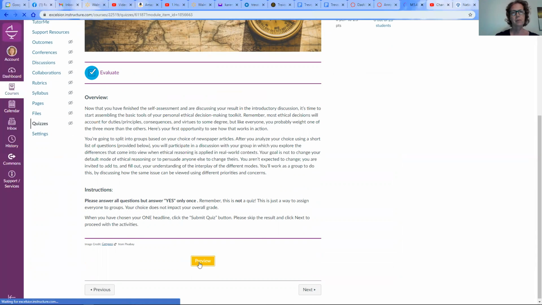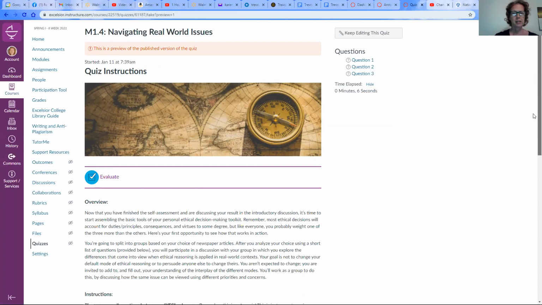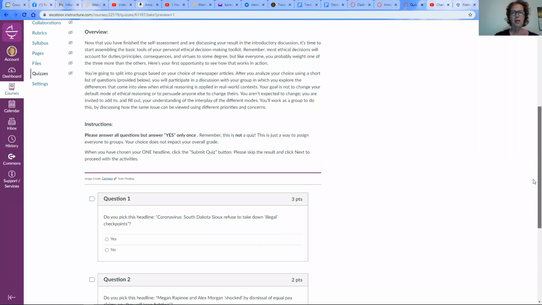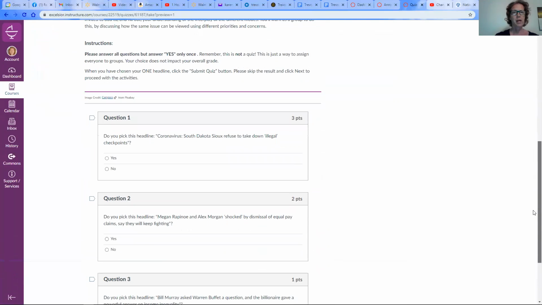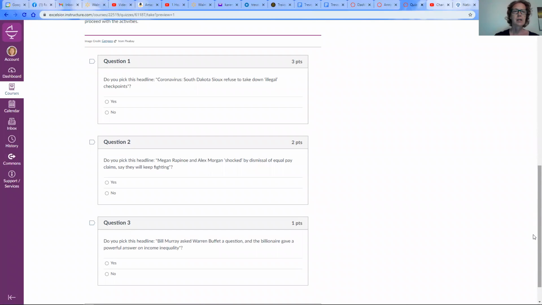I'll pull the quiz up. The instructions are located here. And so these are our 3 topics. So when you answer yes to one of these, you're committing to discussing either the coronavirus in South Dakota, the Megan Rapinoe and Alex Morgan equal pay claims, or the Bill Murray and Warren Buffett billionaire discussion on income equality. So depending on where your interests lie, you'll choose yes to what looks most interesting to you.